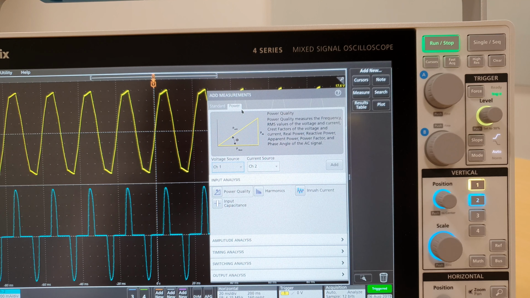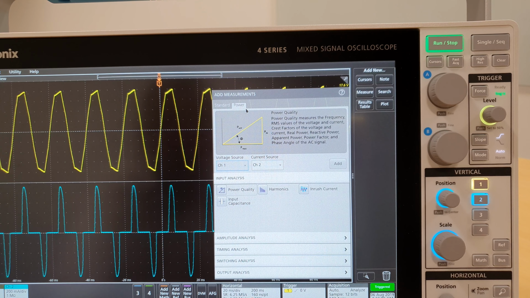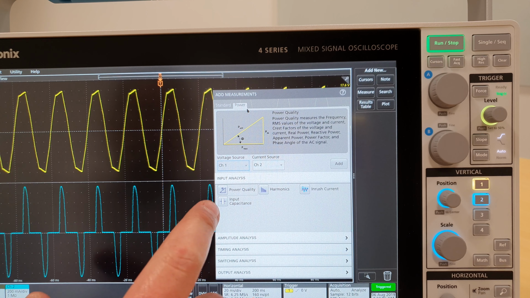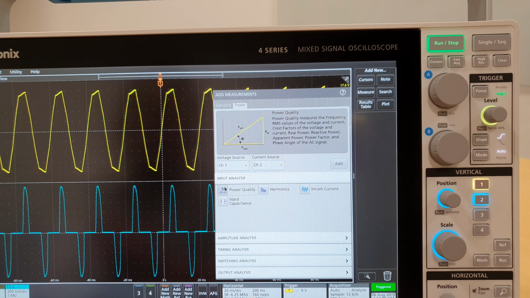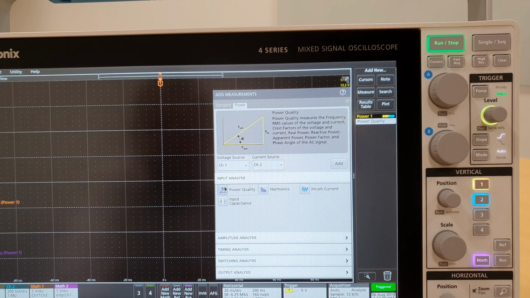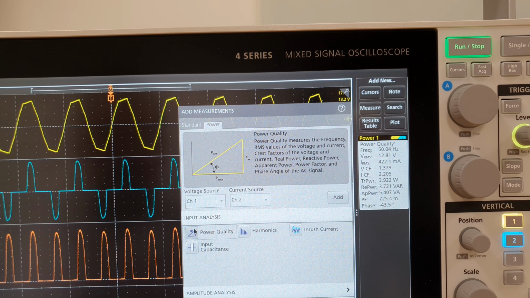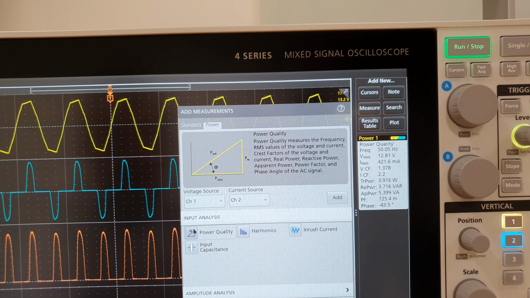So this gives us a whole host of measurements, whether it's around the input analysis, amplitude, timing, switching, or even the output analysis as well. So if I wanted to look at power quality measurements, I simply double tap power quality. And the oscilloscope automatically calculates things like the frequency, the RMS of both the voltage and the current. It can even calculate the true, reactive, and apparent power. And also, if you look at the bottom, we get power factor and phase, all by simply tapping the screen.